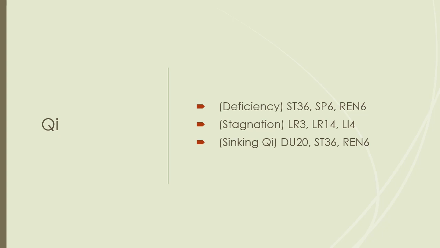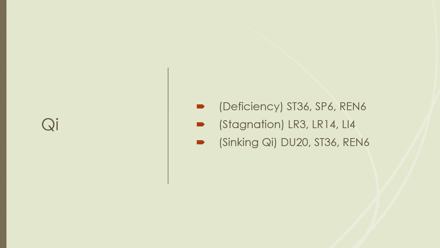Also, Ren 6, which is the sea of qi, qi hai, is a very commonly used point for the qi, not only qi deficiency, but also qi stagnation. But here we're combining it with stomach 36 and spleen 6, which gives it the function of helping to supplement the qi.